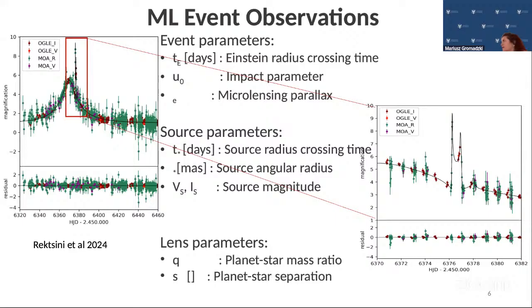And what you will usually, hopefully, observe and get from the light curve will be the Einstein radius crossing time, so the length of the event, and the impact parameter.